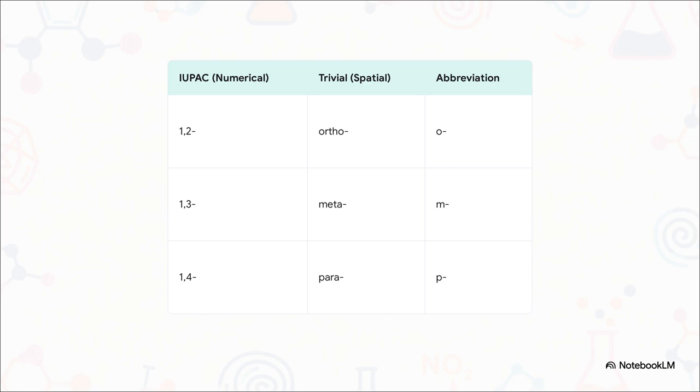1,2-dibromobenzene is the exact same thing as ortho-dibromobenzene, or you'll often see it written as o-dibromobenzene. 1,3 is meta and 1,4 is para. They are literally just two different languages describing the exact same molecule. One is numerical, the other is more spatial.